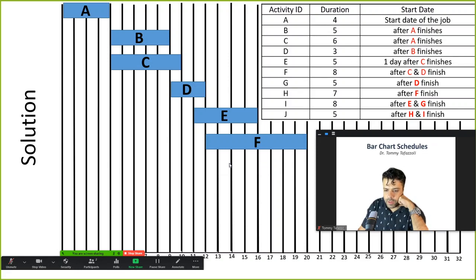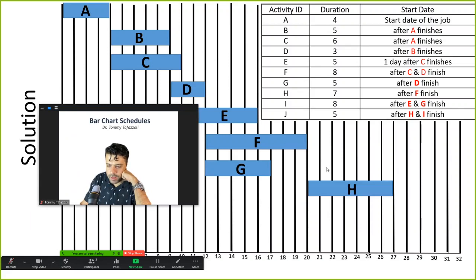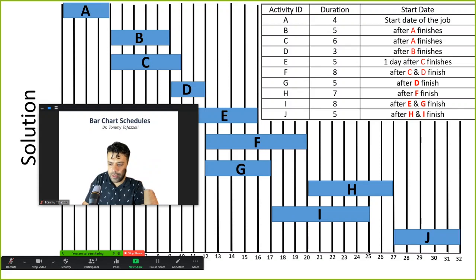So what is the story of G? G can start after D finishes. Immediately after that, G starts. H starts after F finishes. So you have to wait for F, and then H starts, and it takes 7 days. E and G, I starts after E and G finish. E and G finish on different days. The later of the two is G, so I have to wait for G to finish. Then I starts, and it will take 8 days. And finally, J starts after H and I finish.